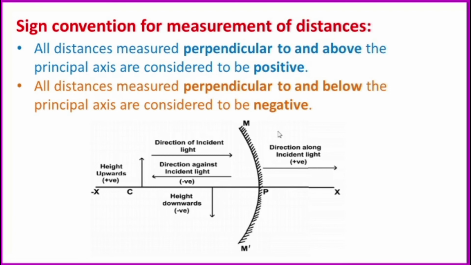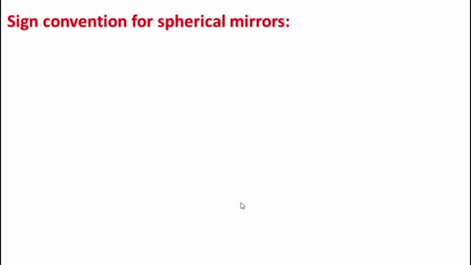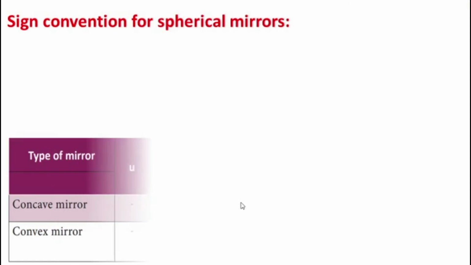These 5 rules are very, very important. The object is always placed on the left side. All distances are measured from the pole of the mirror. Distances measured in the direction of incident light are positive, and against the incident light are negative. Distances measured perpendicular to and above the axis are positive, and perpendicular to and below are negative. Next, on page number 70 we have the table of sign convention for spherical mirrors.